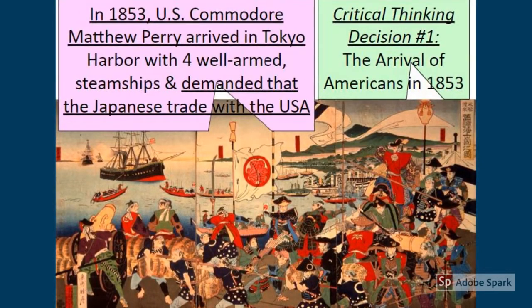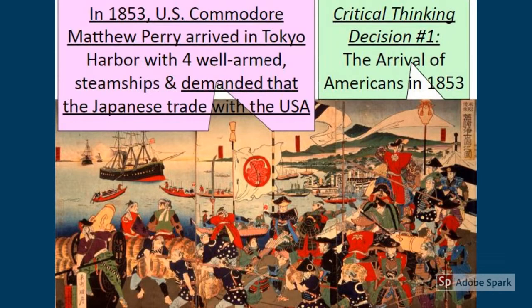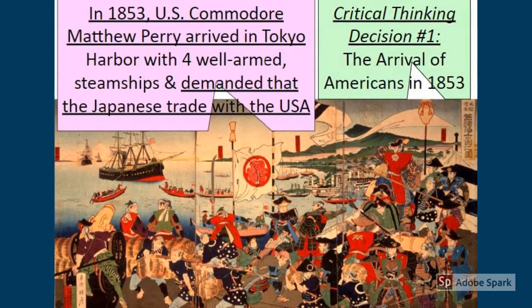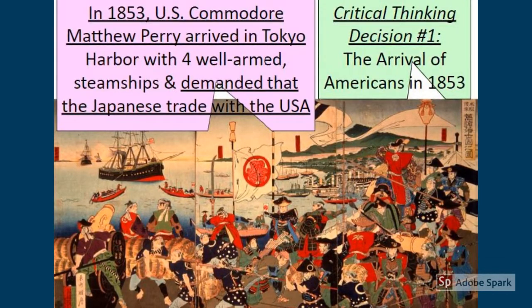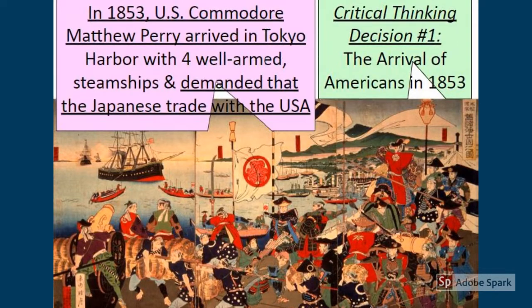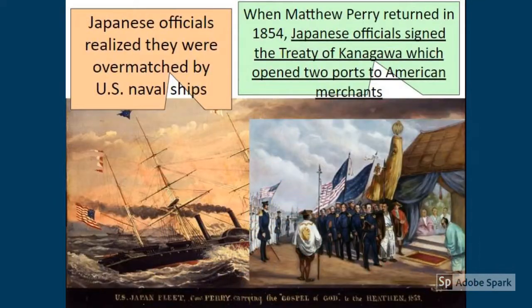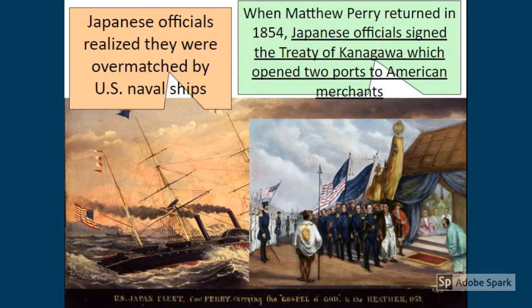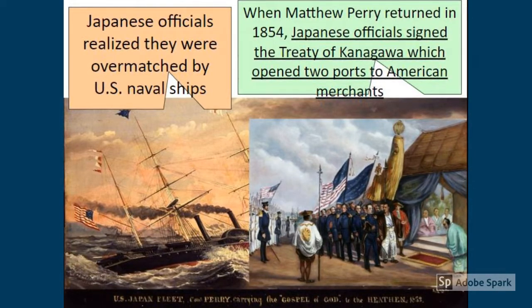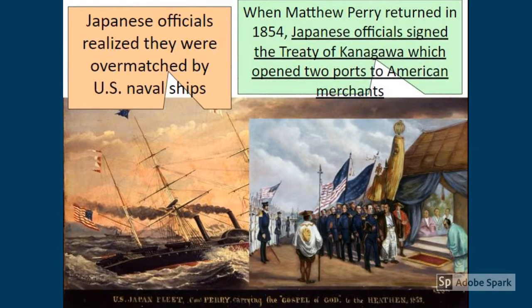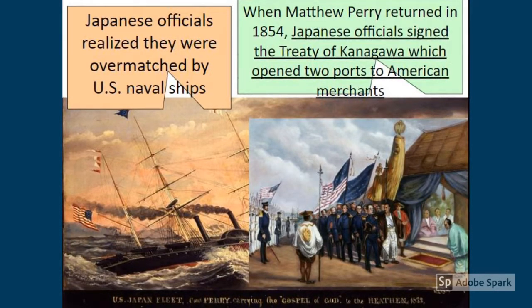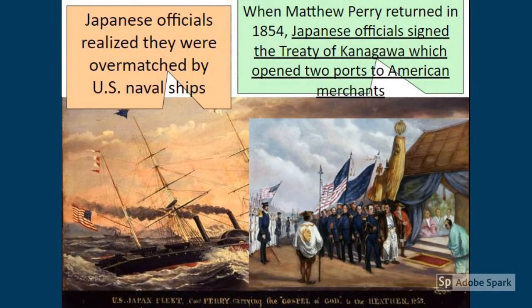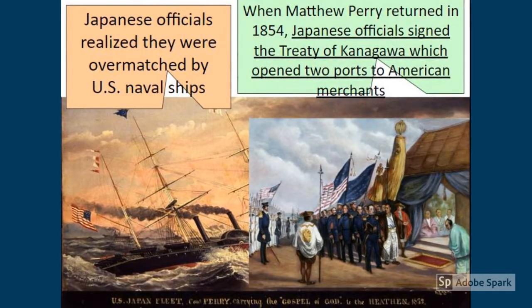There's no official declaration saying that they would use force to make Japan trade with them, but it's implied. Geez, thanks, America. So, the Japanese think it over and decide they are too outmatched by U.S. naval ships. Remember, the U.S. was industrialized by this point, and Japan was not. So just imagine how terrifying these new U.S. ships must have looked to them.